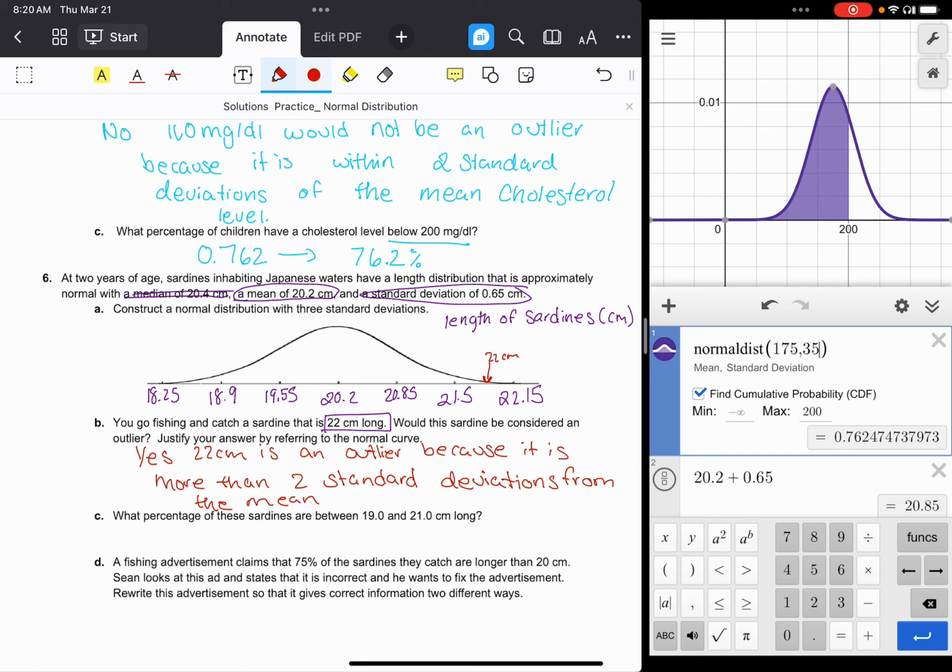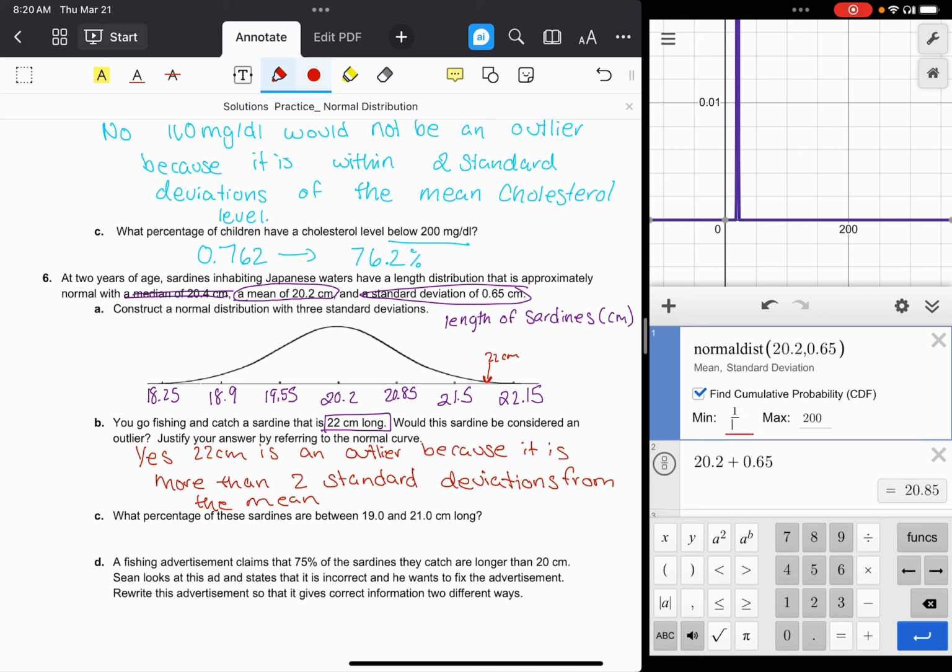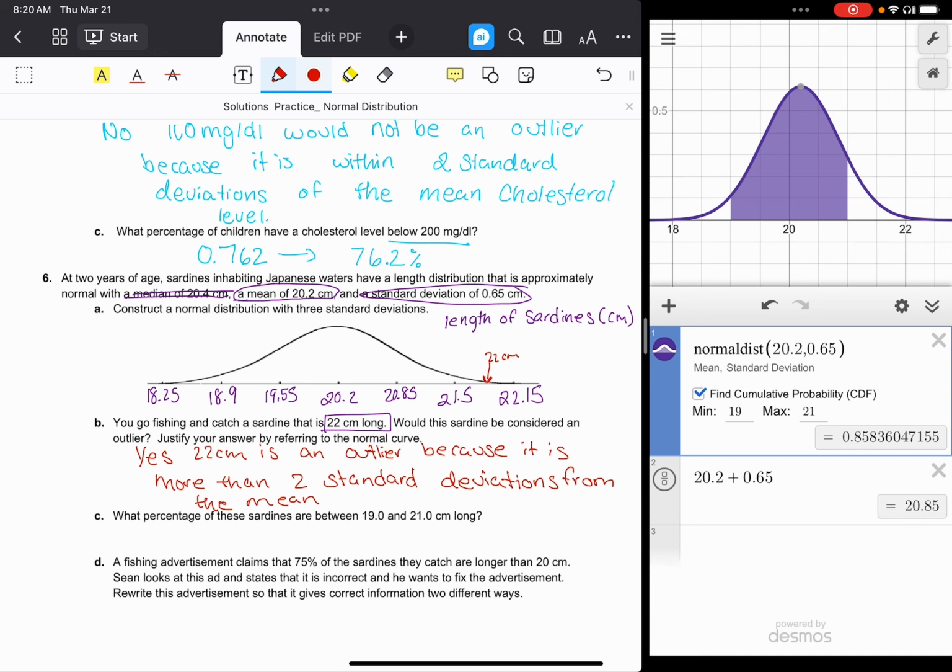All right, what percentage of these sardines are between 19 and 21? So let's fix up our normal distribution here. So we got to put in our mean, 20.2, and enter our standard deviation. And then we're going between 19 and 21. And I have 85.8%.